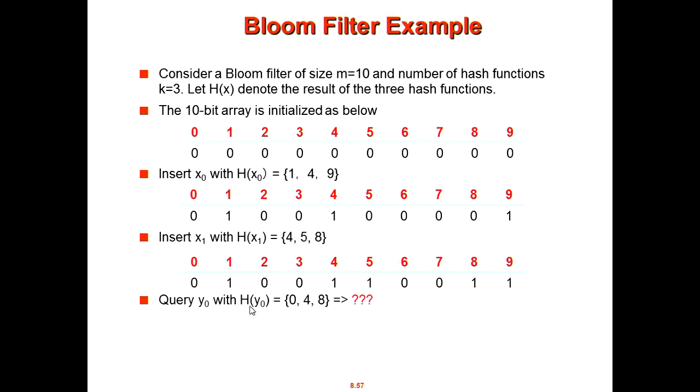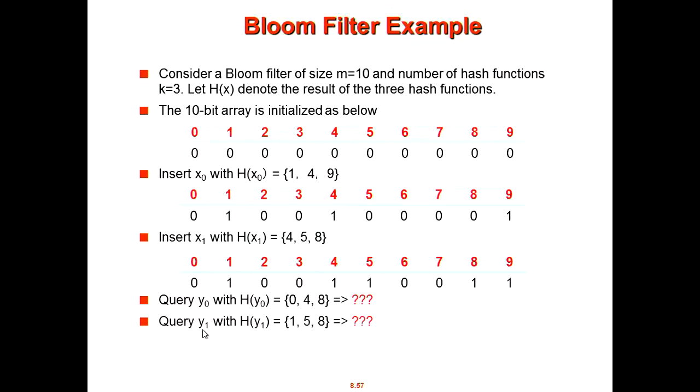What you need to do is first apply the 3 hash functions to y0, and you get the hash values 0, 4, 8. Then you go back to the bit array and check 0, 4, and 8. So 4 and 8 are value 1, but 0 is not value 1. So you can declare that y0 is not in the given set S.